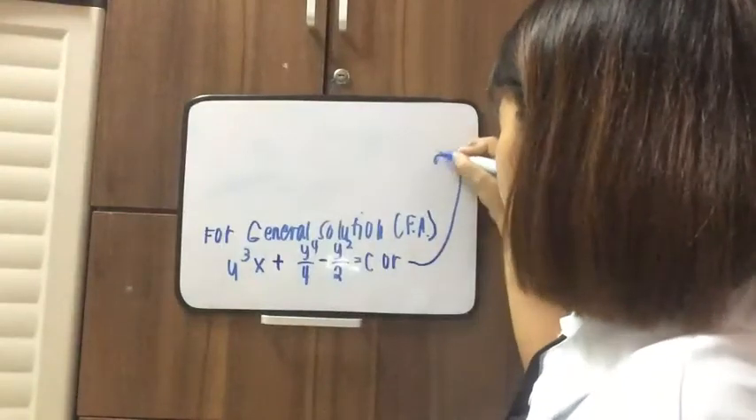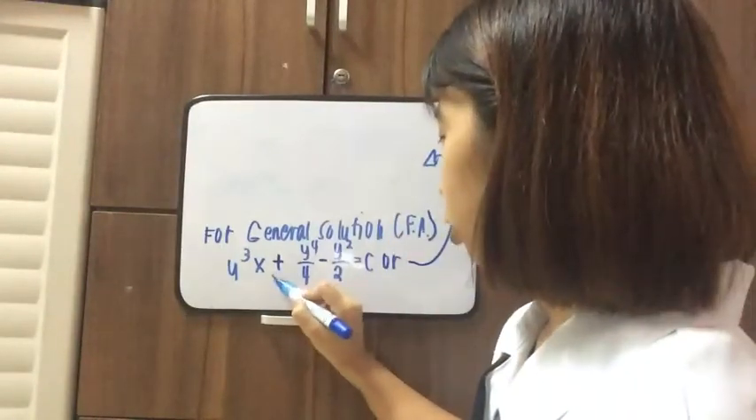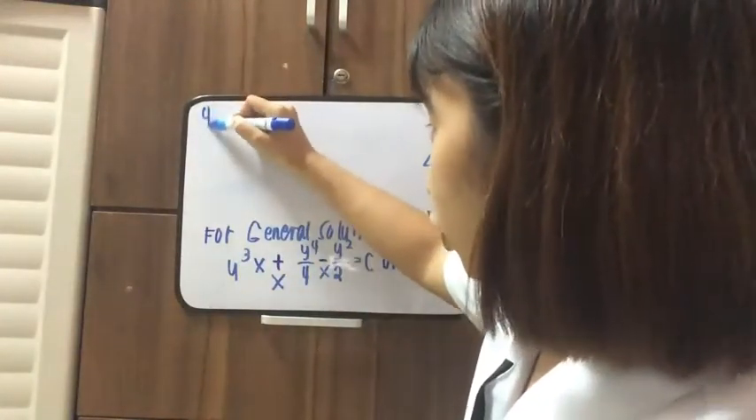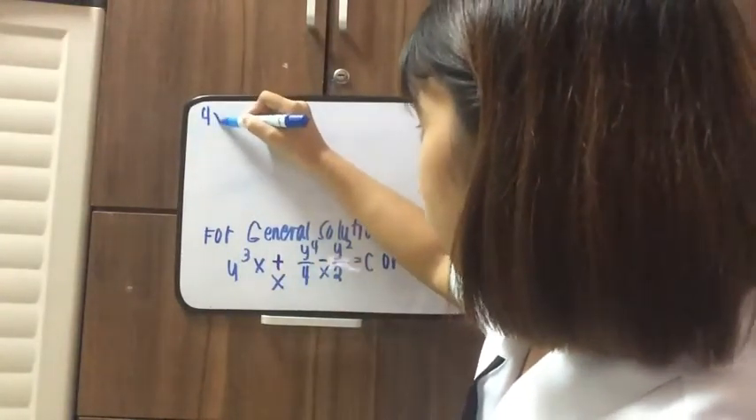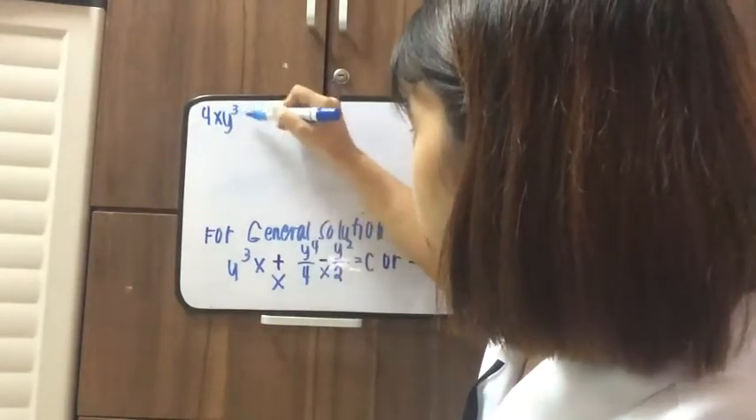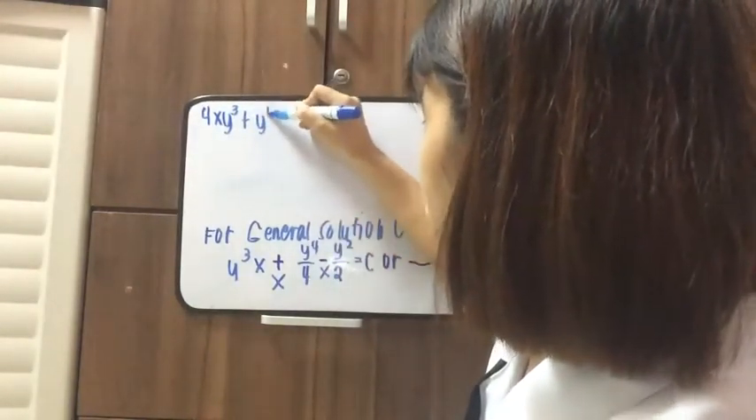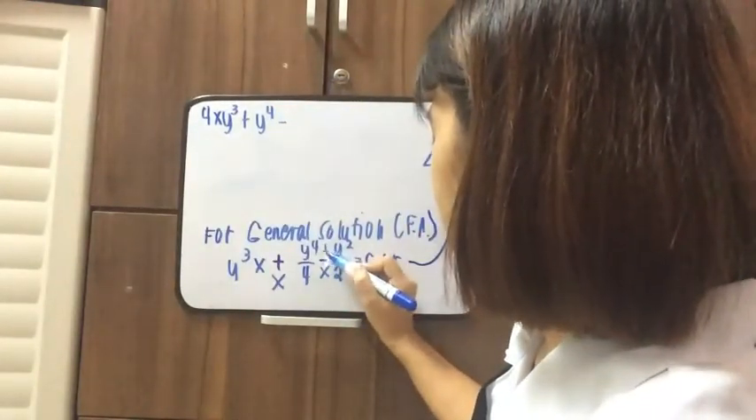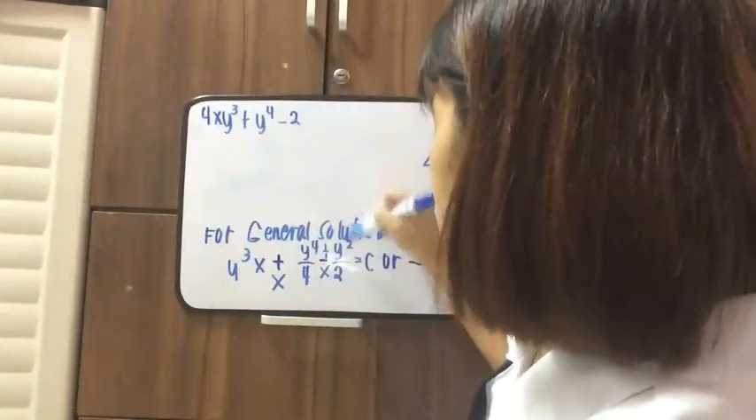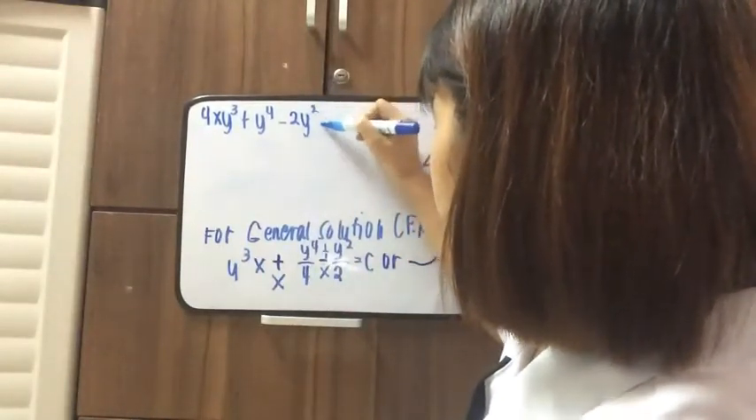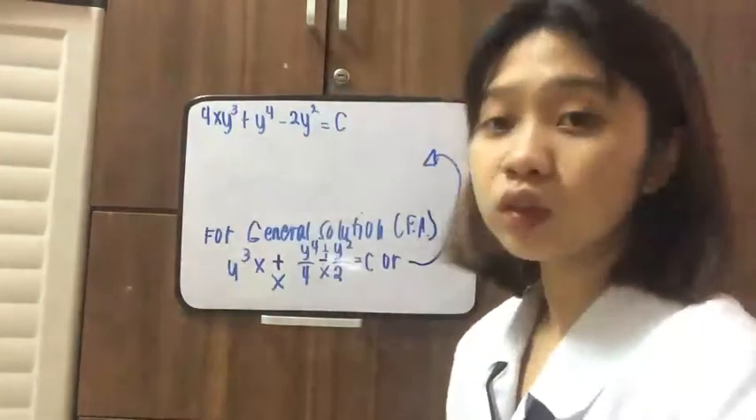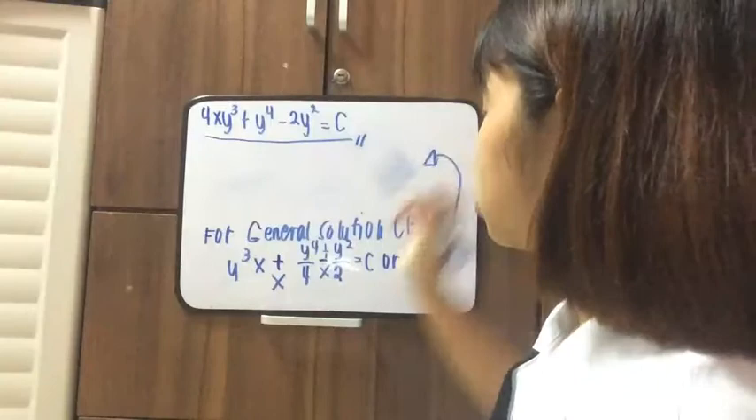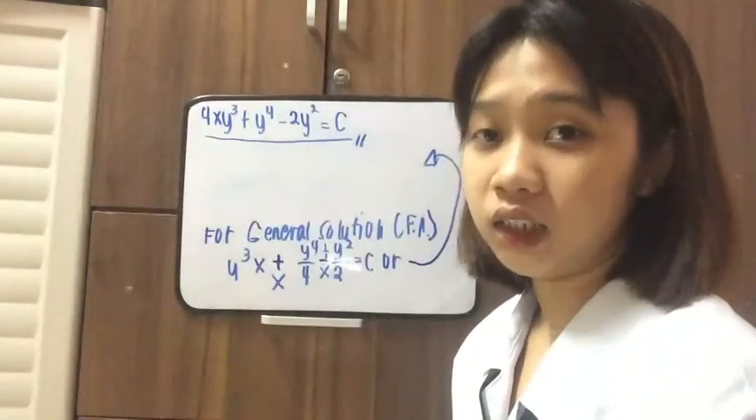Or, we can cross multiply them. It will become 4xy cube plus y raised to 4 minus, since minus to, magkakaroon siya ng 1 over 1 here. So, 2y raised to 2 equals c. So, this is now our general solution for our exact DE.